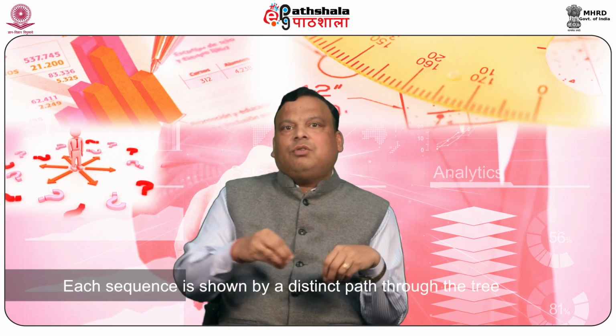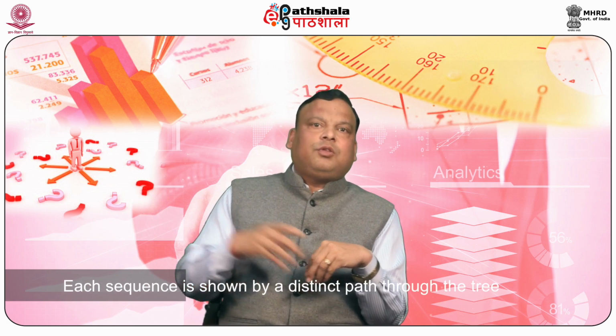Each sequence is shown by a distinct path through the tree. Every sequence of strategy and outcome is shown by a distinct path in the tree. And the second important thing is that the criterion usually used in decision tree analysis to make the decision is the expectation principle, which we have already talked about in the previous module.